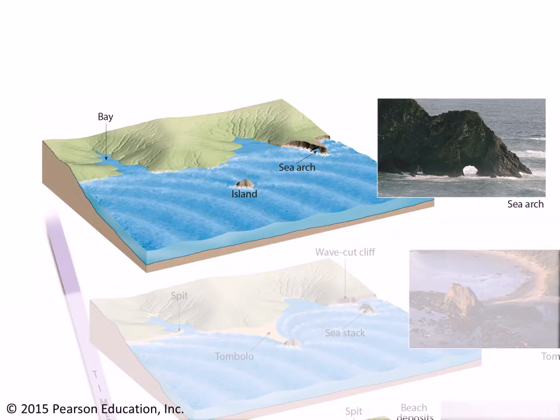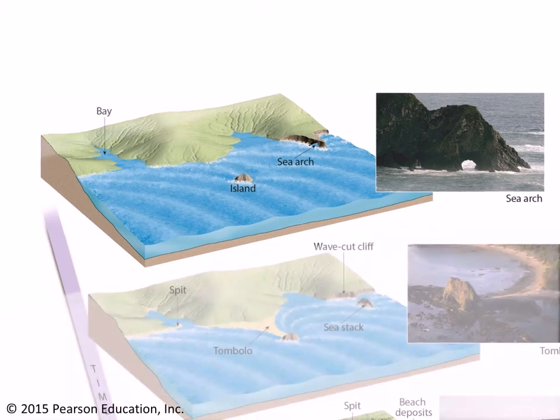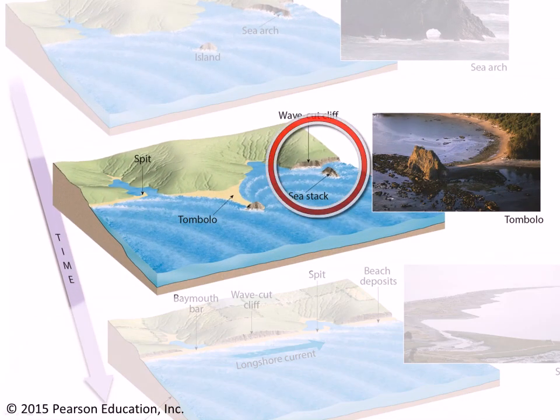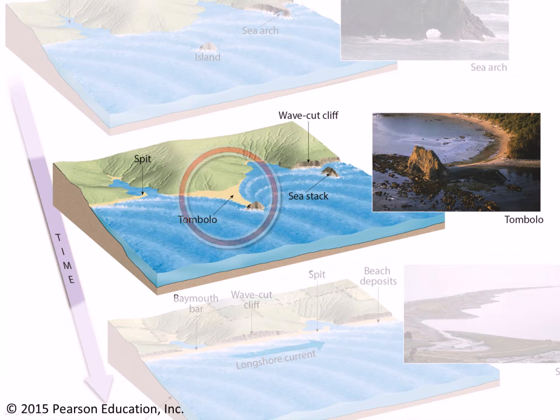When you put these two together, the longshore current and then these different landscape features that we expect to find along the shoreline, you might expect a hypothetical shoreline to evolve over time, like is shown in these pictures. We start off with a bay, an island, and a sea arch, and then as time goes by, the sea arch is broken down, separating the pedestal of the arch from the mainland, making a sea stack. A wave-cut cliff forms. We might have sediment deposited between the island and the mainland.